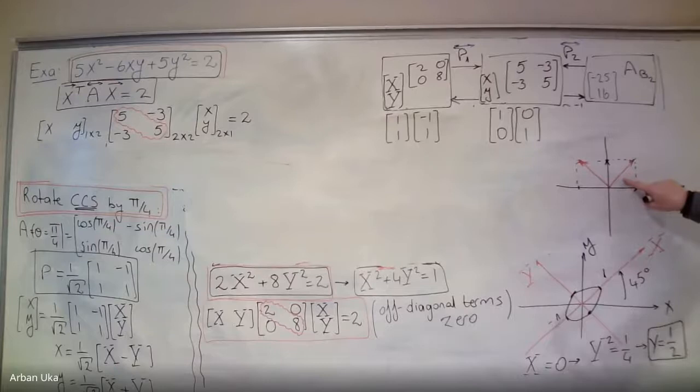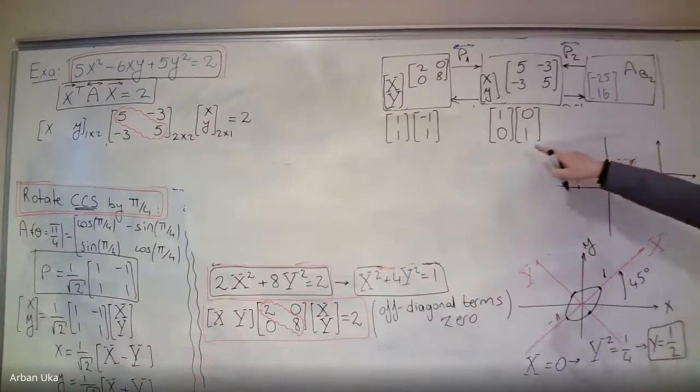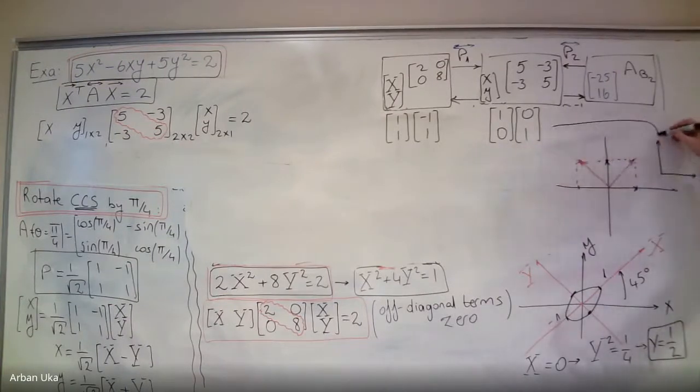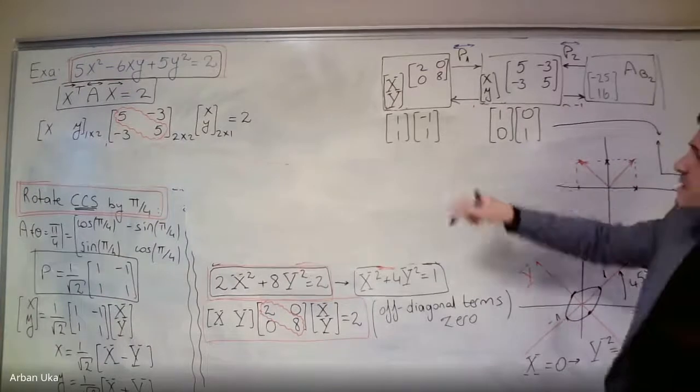Do these two red vectors constitute a basis for R squared? Yes, they do, because they are not linearly dependent. So you can either use the vectors in red, or the pair of vectors which are in black, which are these in fact. So these are clearly here, and this is the new basis.